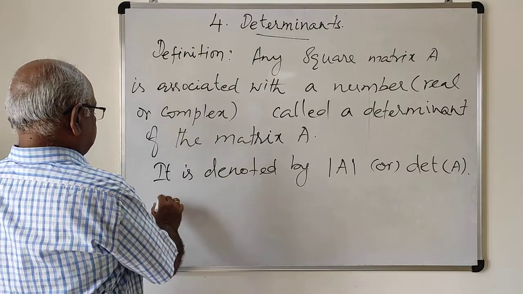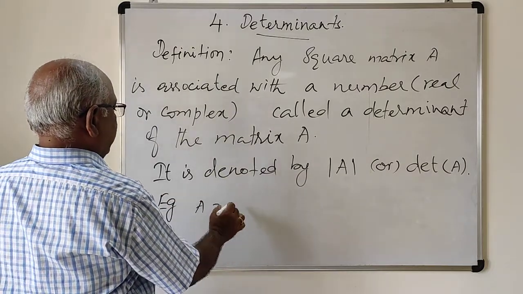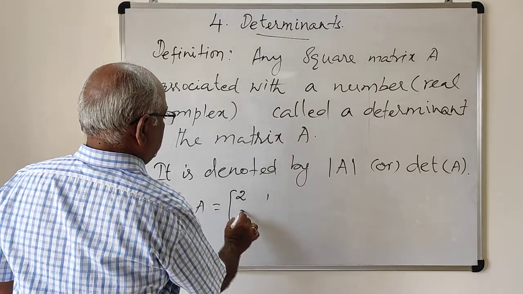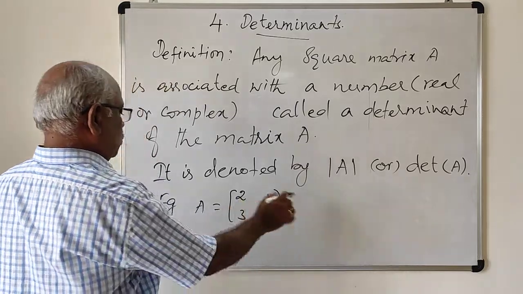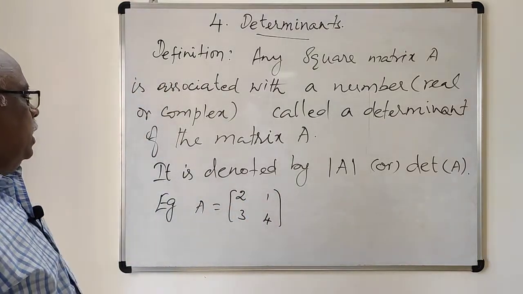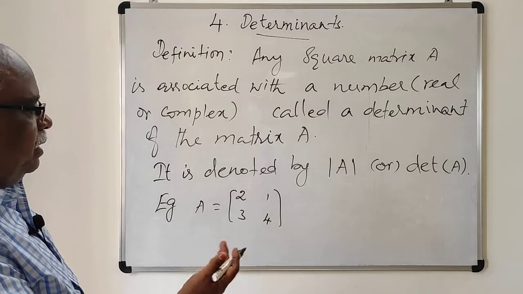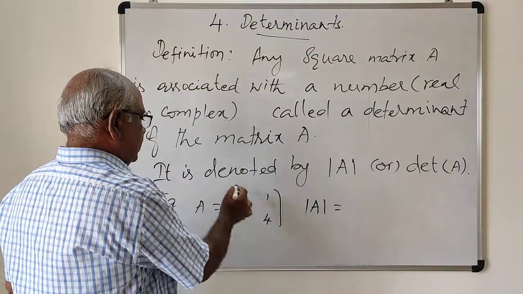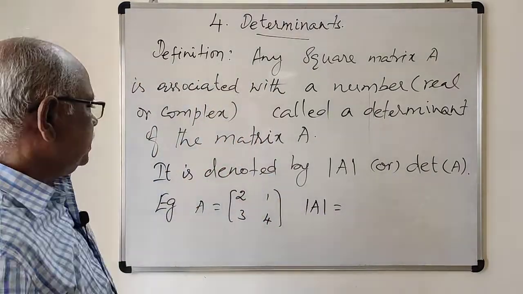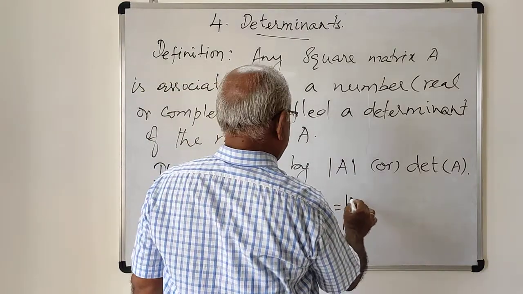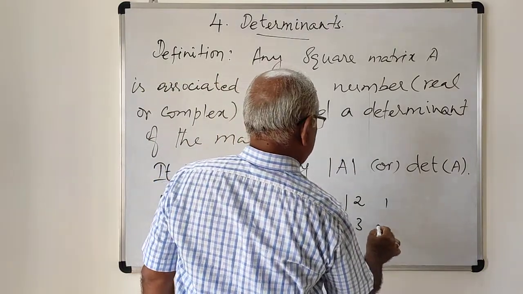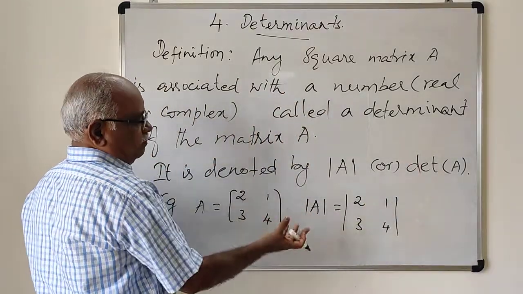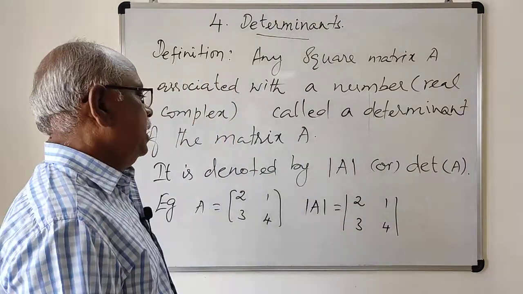So for example, A is a square matrix of order 2 by 2: 2, 1, 3, 4. It's a square matrix of order 2 by 2. It is associated with a real number and it should be replaced as a determinant A. This matrix symbol is in square bracket, is expressed in between two vertical lines. That is the notation of the determinant. 2, 1, 3, 4. This is the notation of the determinant. The square bracket is replaced as two vertical lines. And this is called a determinant.